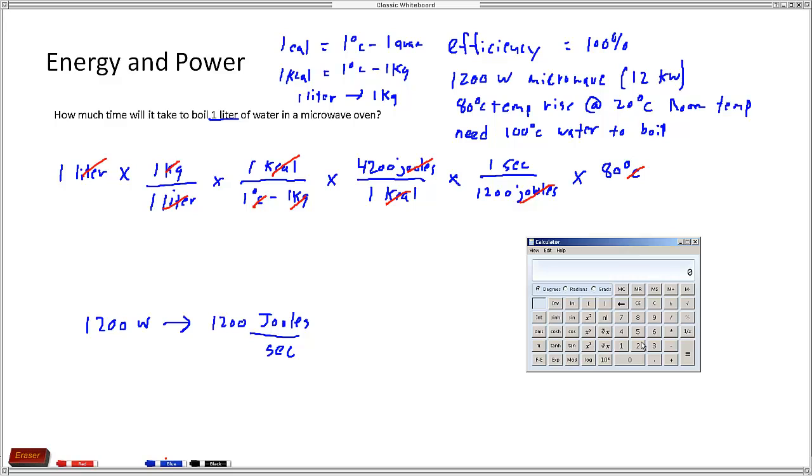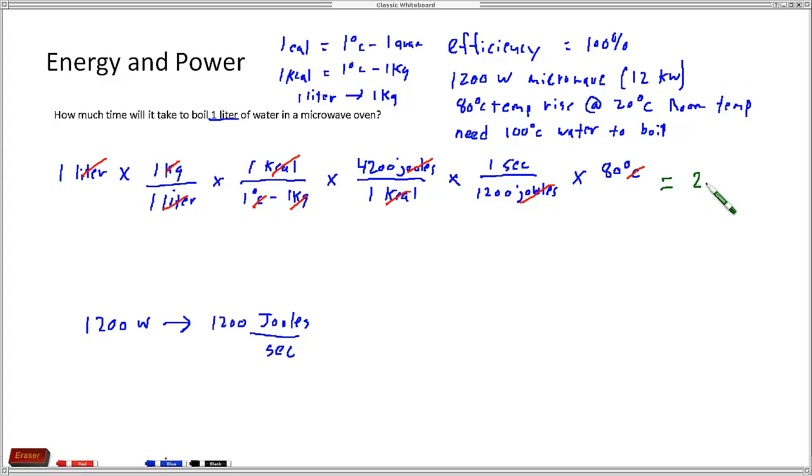And with our calculator here, we're going to enter 4200. We're going to multiply that by 80. Everything on the top, the numerator, we're going to multiply together. And that gives us 336,000. We're going to divide that by 1200. And that's going to give us 280 seconds. And that's our answer.